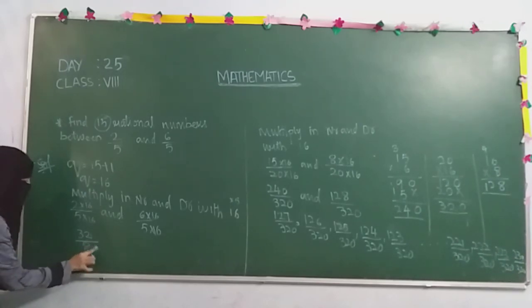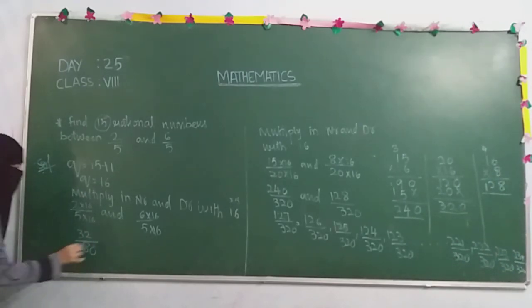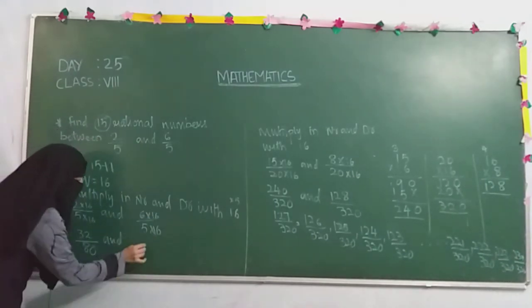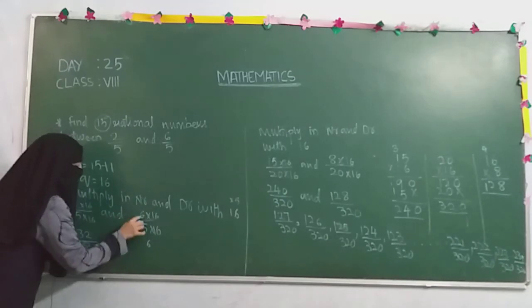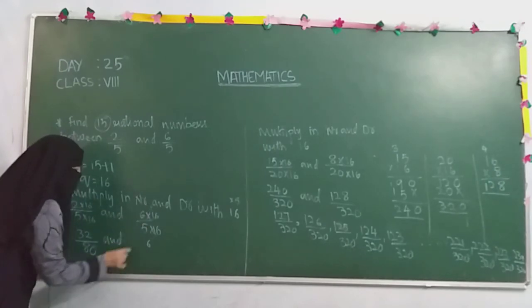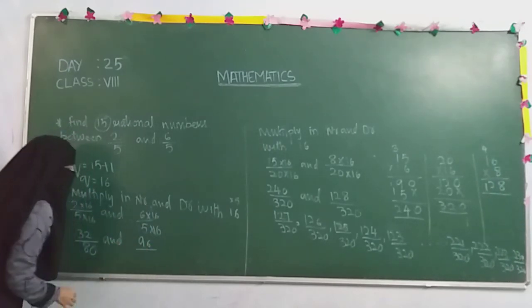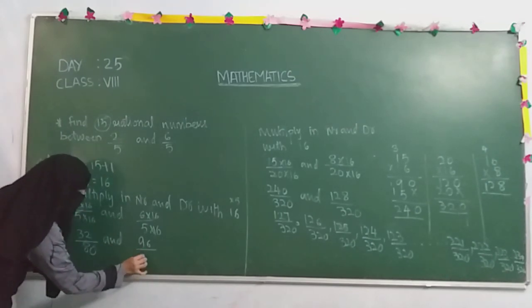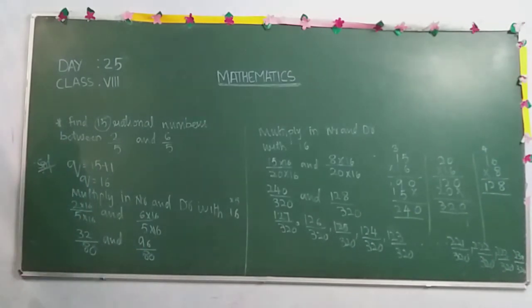Now you got here 80. 32 upon 80, and 6 times 6, 36, 6 and 3 carry. Then 6 times 1, 6, 6 plus 3, 9. It is 96. 96 upon, already we have calculated the denominator, which we got as 80. So 32 upon 80 and 96 upon 80. Between these numbers, definitely you will get more than 15 rational numbers. Hopefully it is very much clear to you.